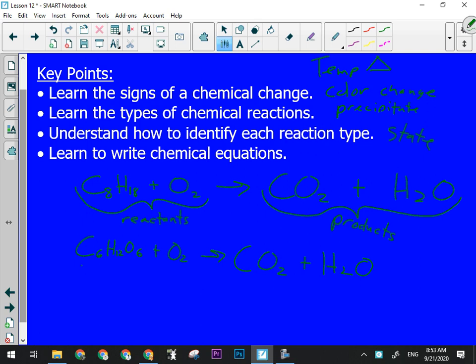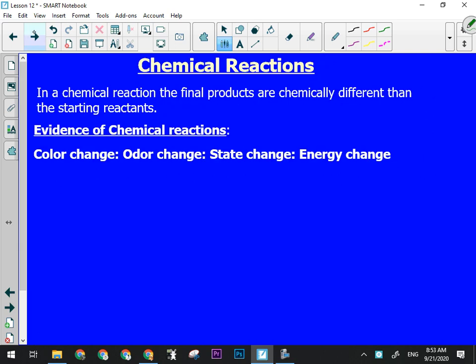So let's start looking at the different types. In a chemical reaction, this is the big thing: the final products are chemically different from the starting reactants. Our reactants have certain physical properties, and our final products are chemically different and thus also have different physical properties. We could see that in the reaction we just looked at. We started out with fuel and oxygen, and we got carbon dioxide and water. Chemically different.